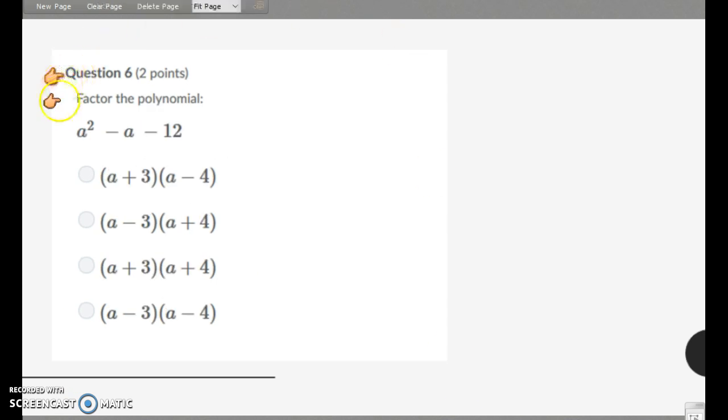Question number 6. Factor the polynomial. a squared minus a minus 12. Answer choices are the quantity a plus 3 times the quantity a minus 4. Second choice, the quantity a minus 3 times the quantity a plus 4. Third choice, the quantity a plus 3 times the quantity a plus 4. And the last choice, the quantity a minus 3 times the quantity a minus 4.